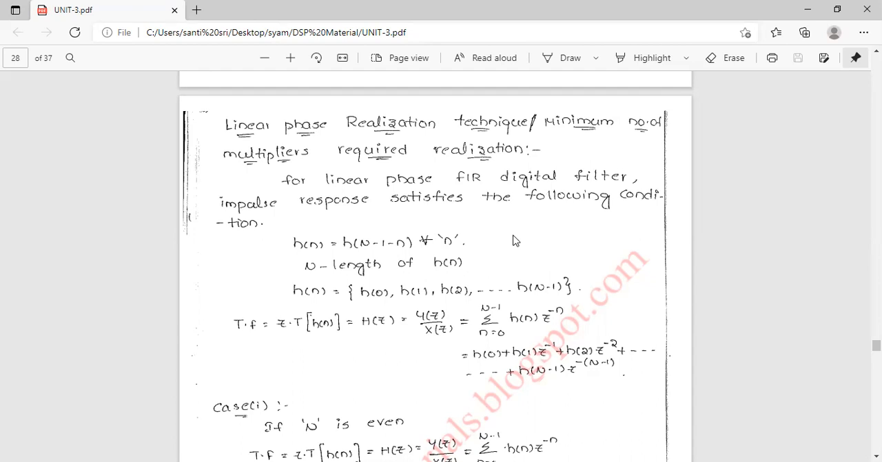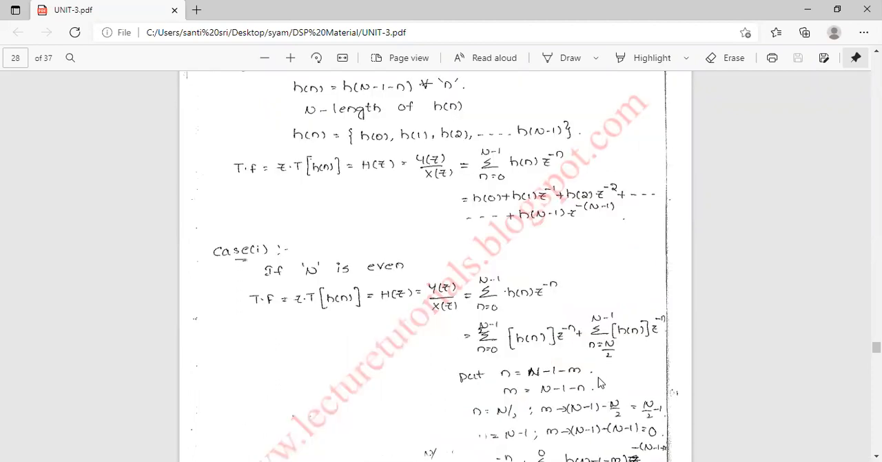So h of n can be represented as h of 0, h of 1, h of 2 up to h of N minus 1. So how to get h of z? By taking the Z transform of h of n, we will get h of z equal to sigma n equal 0 to N minus 1 h of n into z power minus n. That will become h of 0 plus h of 1 into z power minus 1 plus h of 2 into z power minus 2 up to h of N minus 1 into z power minus of N minus 1.